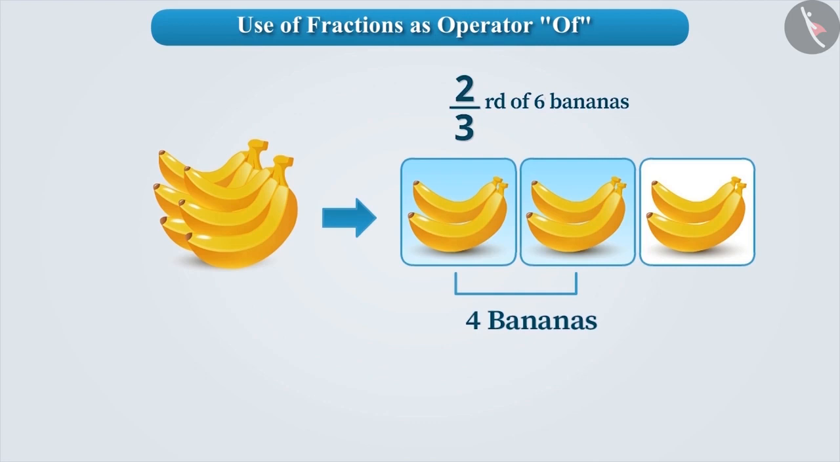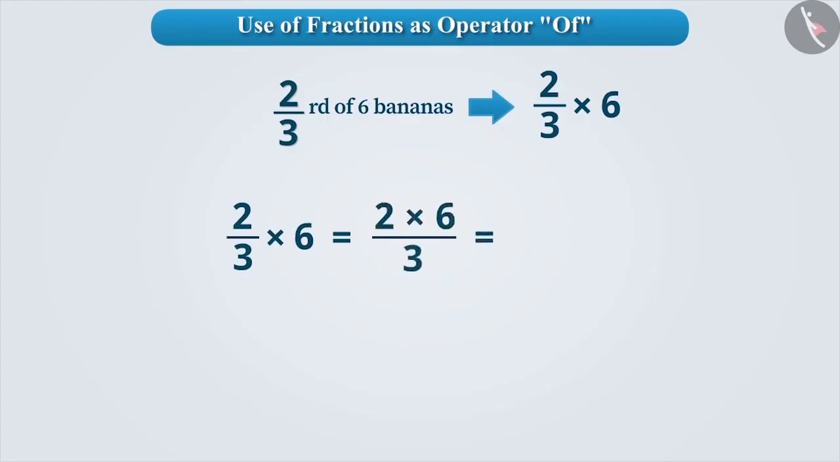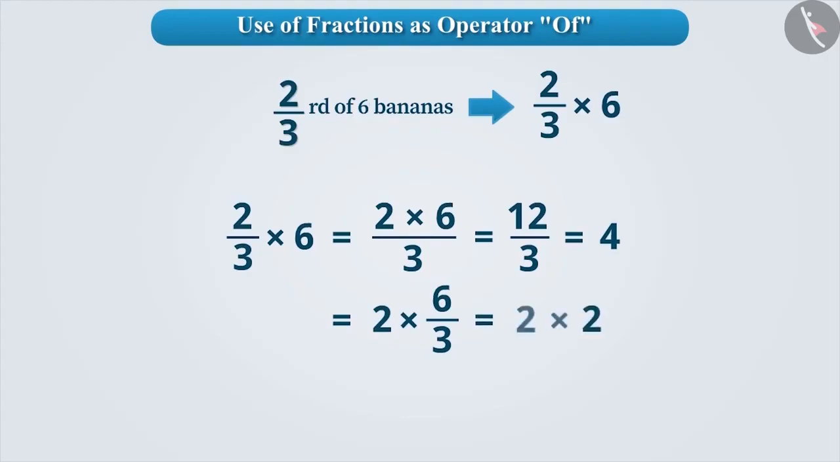We can also express this as multiplication. 2/3 part of 6 bananas is equal to 2/3 multiplied by 6. One way to solve that is that first we can multiply the numerator 2 by 6 and then divide the result 12 by 3. This would give us the result 4. We can also solve this using another method. First, we divide 6 by the denominator 3 and then multiply the result 2 to the numerator 2. This also results in 4.